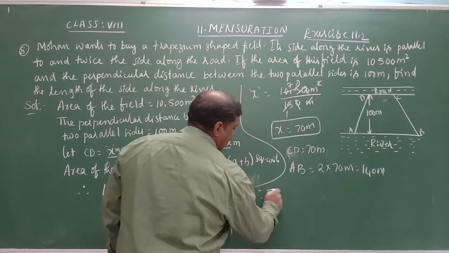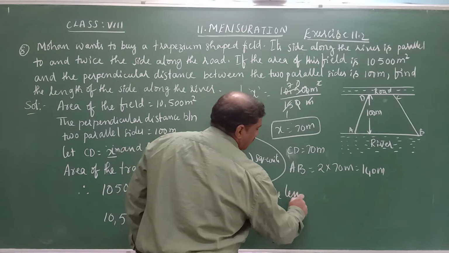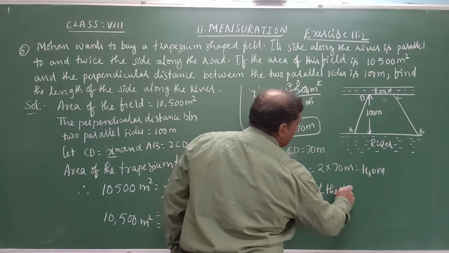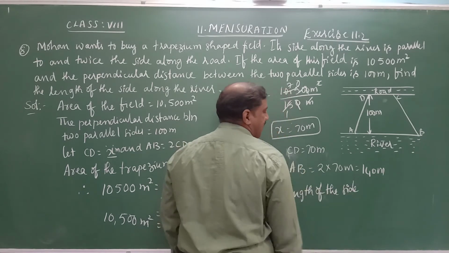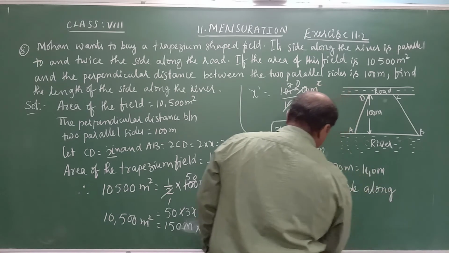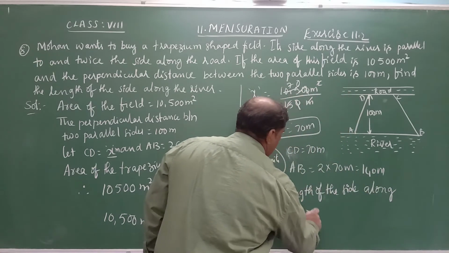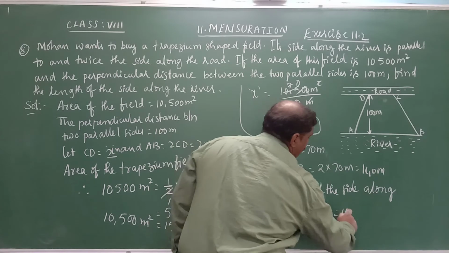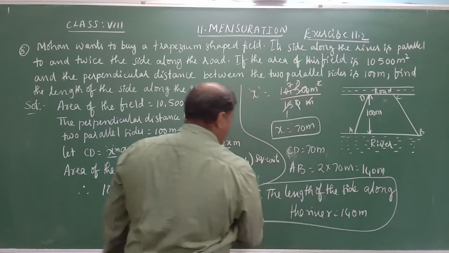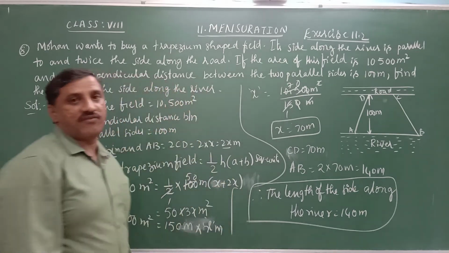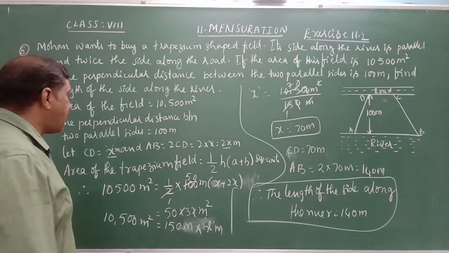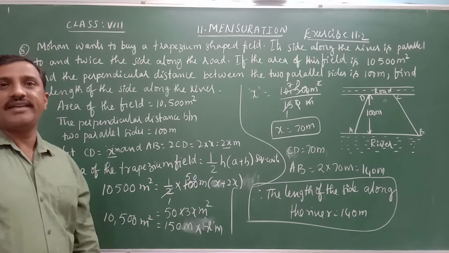Therefore, the length of the side along the river is equal to 140 meters. So like this we will find the length of the side of the field along this river, which is 140 meters. Is it clear, children? Yes.